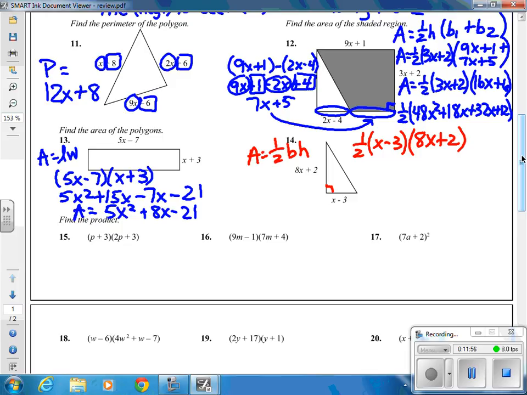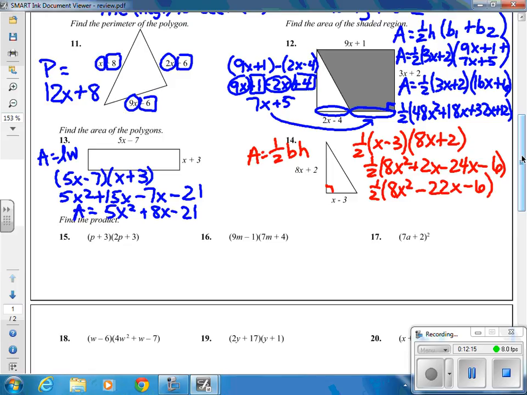Okay, so x times 8x is 8x squared. x times 2 is plus 2x. Negative 3 times 8x is negative 24x. And negative 3 times 2 is negative 6. Right, combine your middle together. So we have 1/2 times 8x squared minus 22x minus 6.